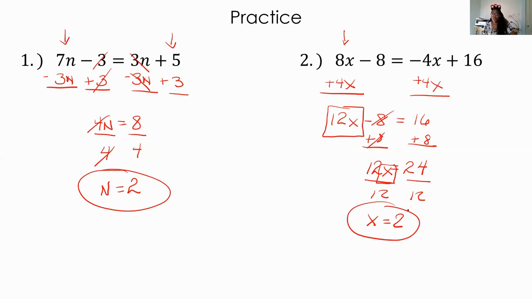So if you plug the 2's back in, that means you have 16 minus 8, which gives me 8. And then you have 2 times 4, that gives me a -8. And then -8 plus 8, that gives me 8.